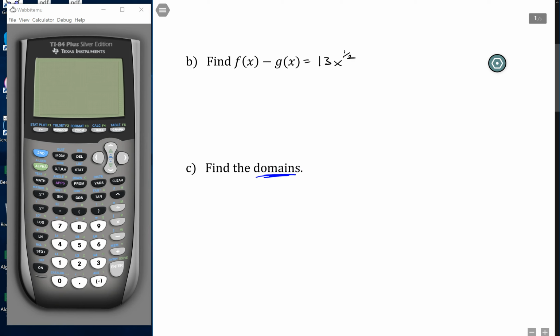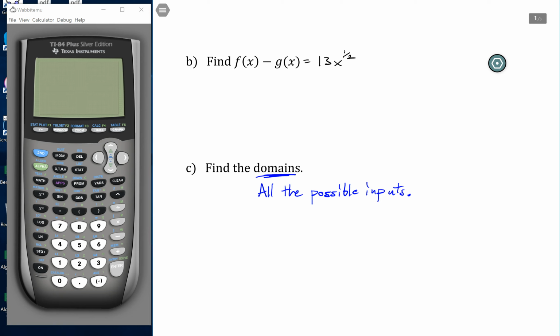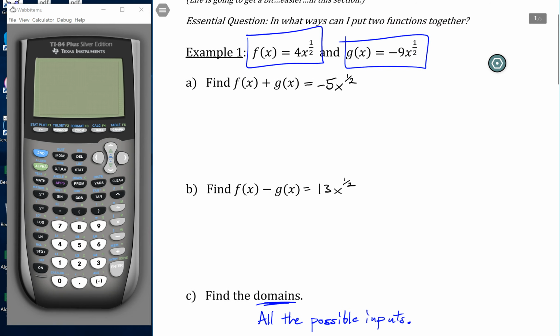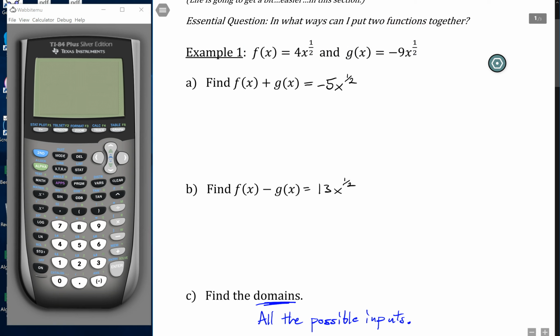We need to understand domain as, I'll just say this, all the possible inputs. And we need to be able to think about all the possible inputs in a very broad sense. Luckily, we can get a sense of what's going on by looking at the graphs. So, that introduction aside, let's think about how we can find the domain first of f of x and g of x separately. Then we'll look at when we put these two functions together.